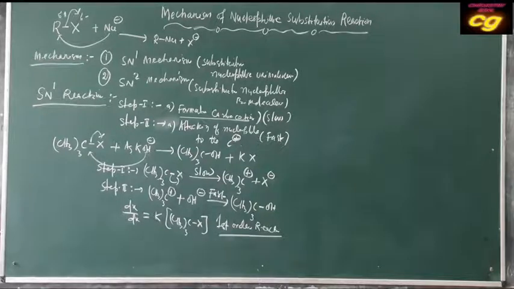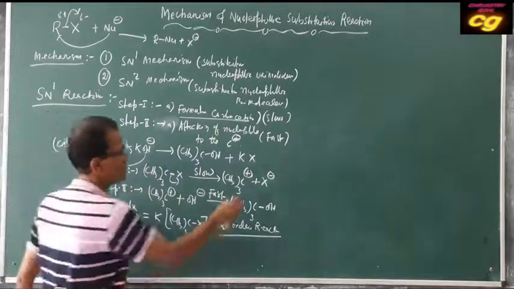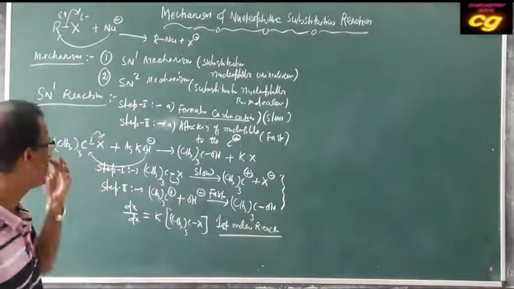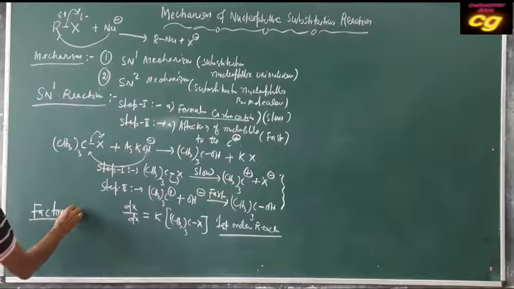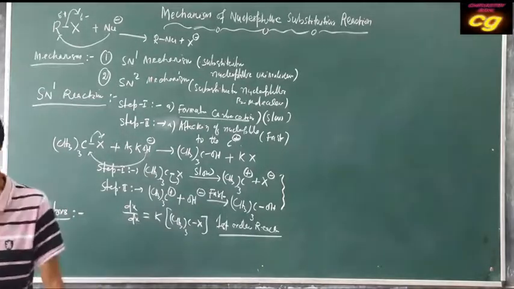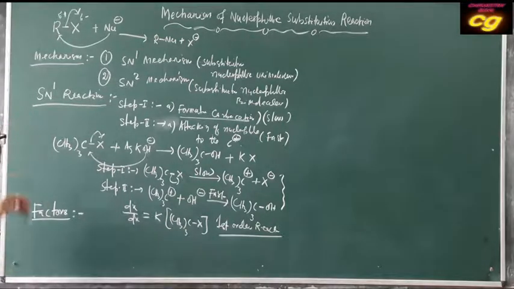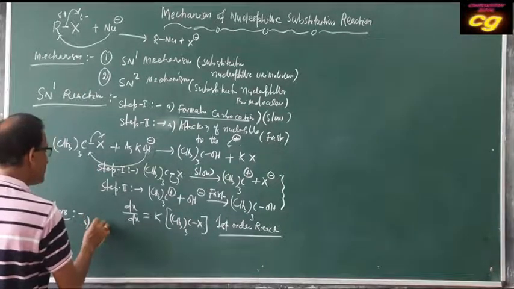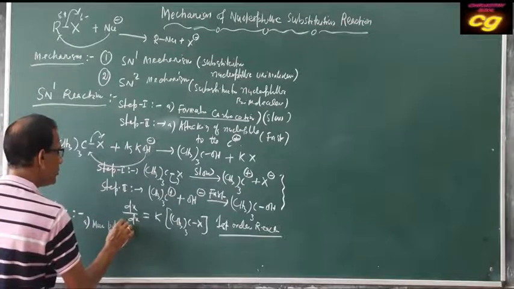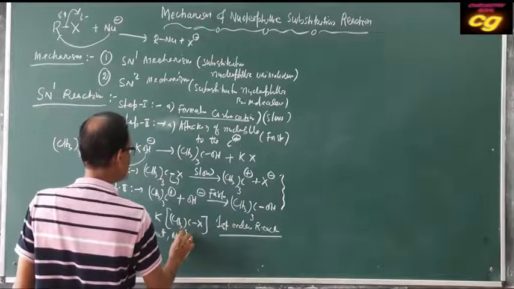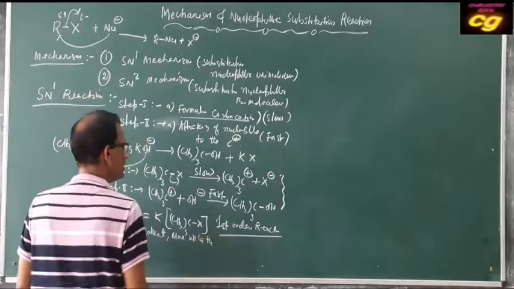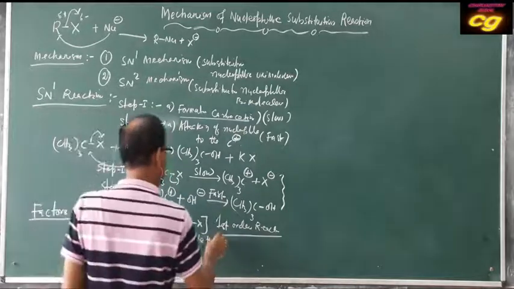Then we will see what the factors affecting SN1 are. This is the mechanism, first step and second step. Always remember, SN1 is a two-step mechanism. Then what are the factors involved? In which case will the SN1 reaction be faster? The first factor is the polarity of the solvent. Remember, the more polar the solvent, the more will be the reactivity.